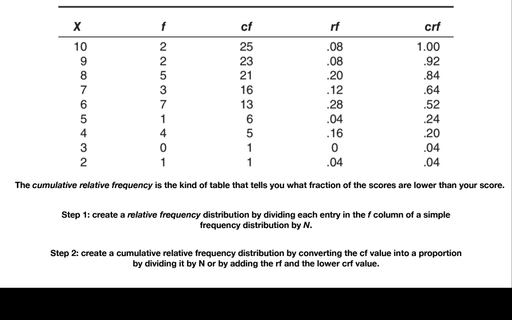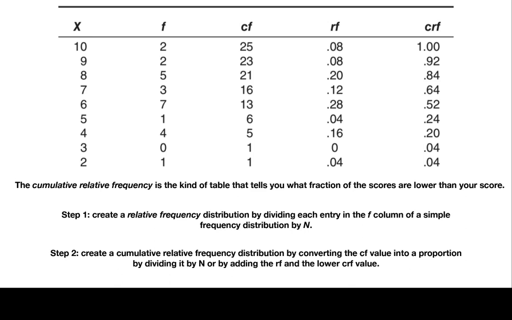So let us remember that the cumulative relative frequency is the kind of table that tells us what fraction of the scores are lower than our scores. So to arrive at the values under the cumulative relative frequency, we need to do two simple steps. Step 1 is to create a relative frequency distribution by dividing each entry in the frequency column of the simple frequency distribution by n.